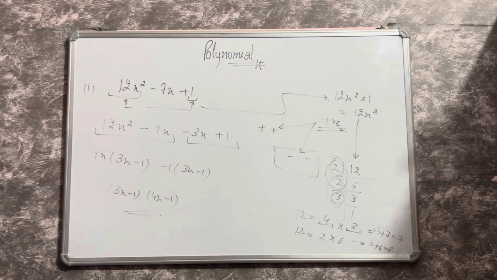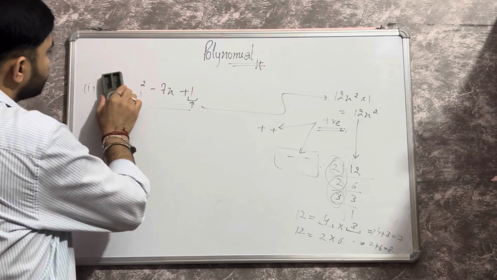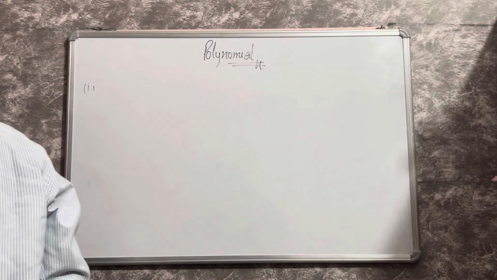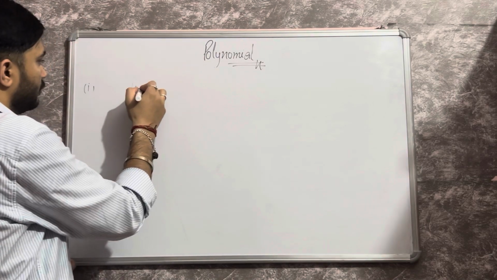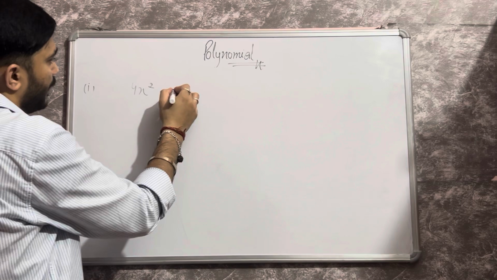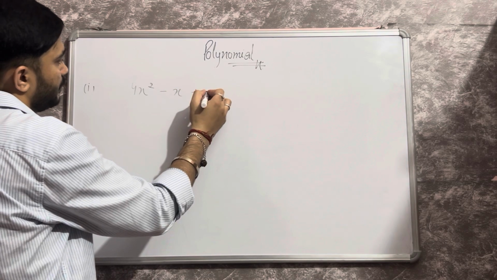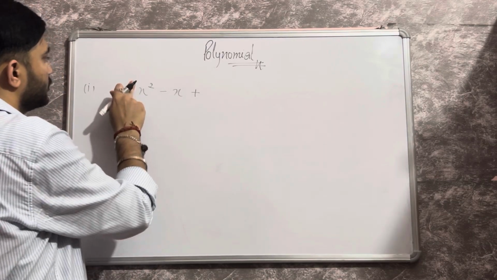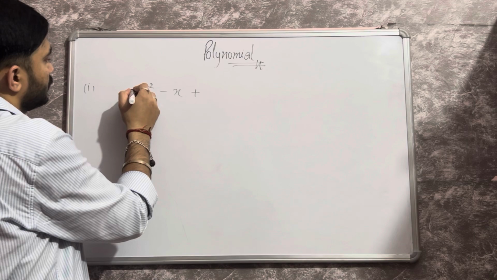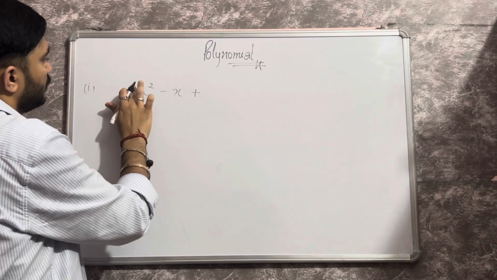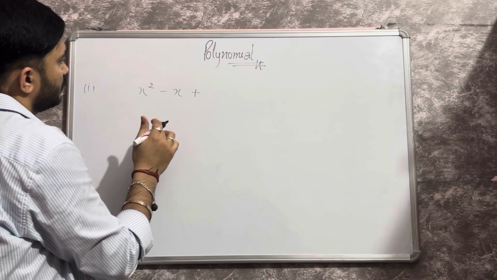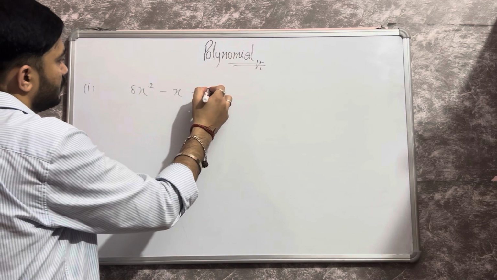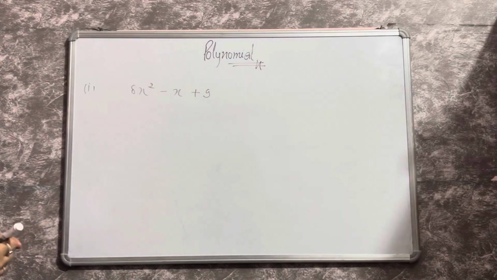Let us solve one more example based on this. What if we have 4x square minus x plus, let us take some big number, not small ones. Let us take 8 into 9. Yes, let us take a big number.